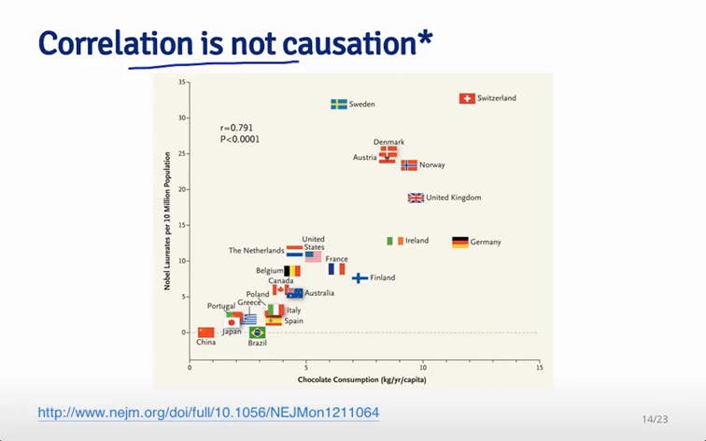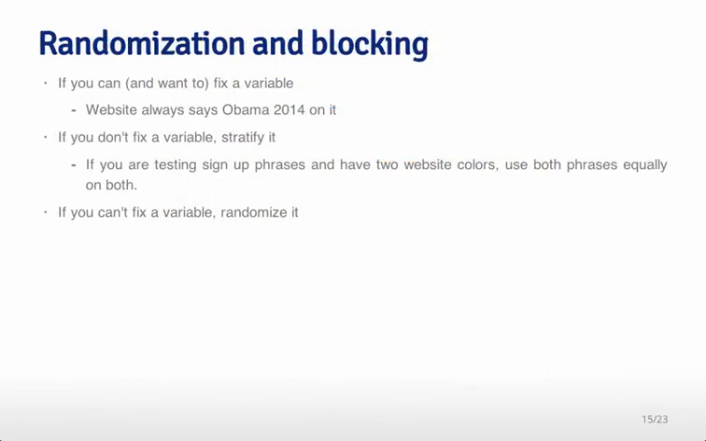This is sometimes called spurious correlation, and it's also why you often hear the phrase, correlation is not causation. Even if you observe that two variables are correlated with each other, you have to prove to yourself that they're not correlated because of some other variables we didn't measure. So there are some ways that you can deal with potential confounders. One way is you can fix a bunch of variables.